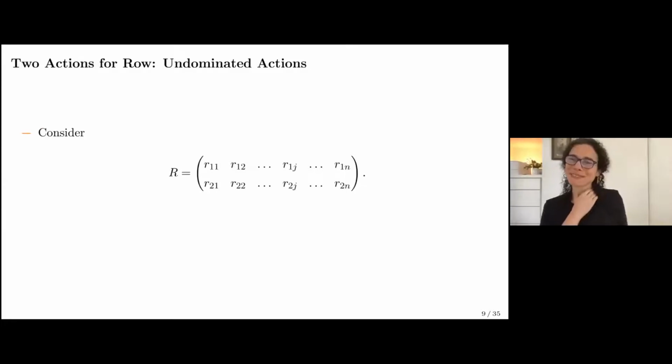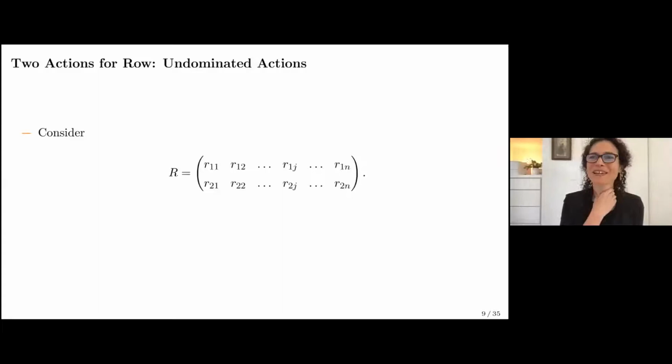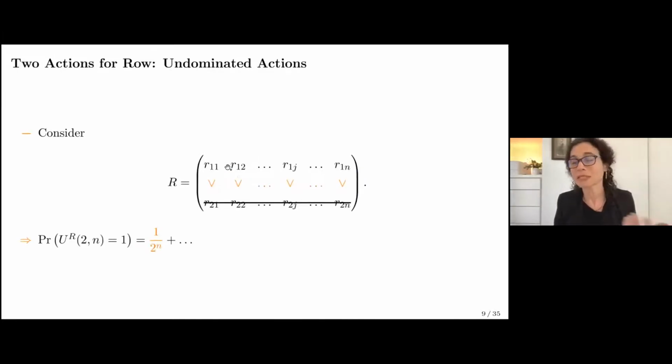All right, so let's start with dominant solvability, and we'll start with the row player when the row player has only 2 actions. So we're considering here a payoff matrix for row that looks like this. Now, the probability that row has 1 undominated action is exactly the probability that she has precisely 1 dominant action. Or in other words, it's the probability that, for example, the top row dominates the second row.